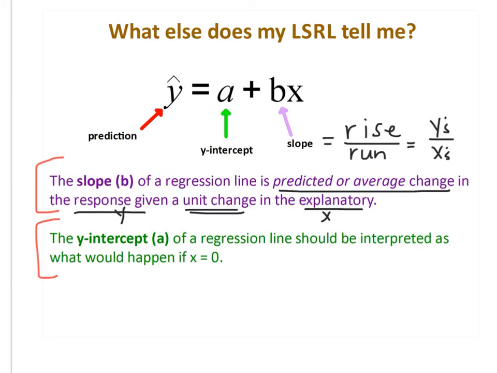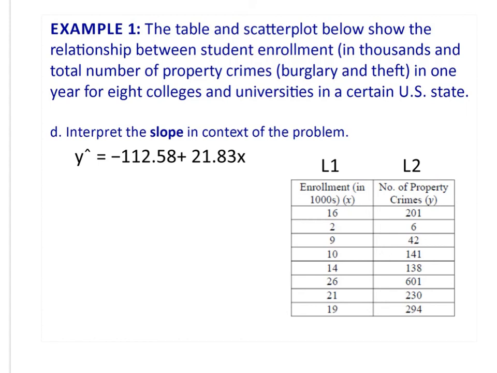The y-intercept, or a, is interpreted as what would happen if x is 0. If x is 0, what could I predict for this equation or for that data set? So let's take one last look at another element to this example. Part D says, interpret the slope in context of the problem. This is a very common AP exam question, and a really common question to make you interpret the data that's already given. Well, the slope is 21.83.